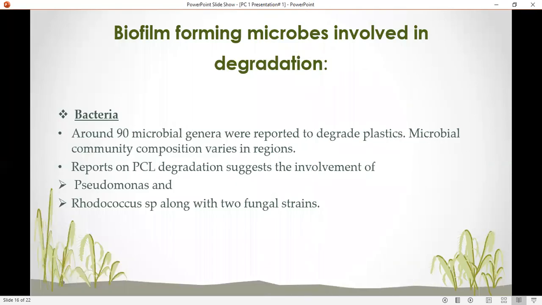The next one is biofilm-forming microbes in degradation. As we have talked about bacteria and fungi before, they are basically involved in the degradation of plastic. Microbial communities accumulate on the solid surface, thereby forming biofilms. Here we first see the bacteria. Around 90 microbial genera have been reported to degrade plastics.